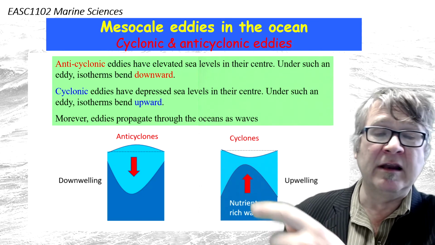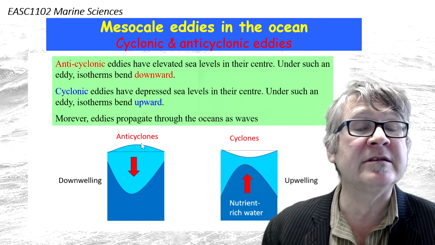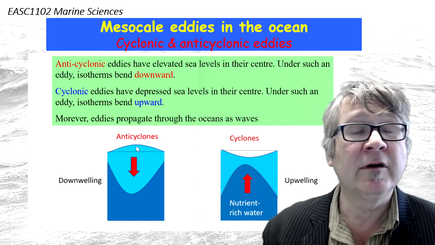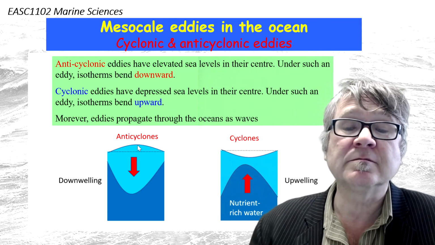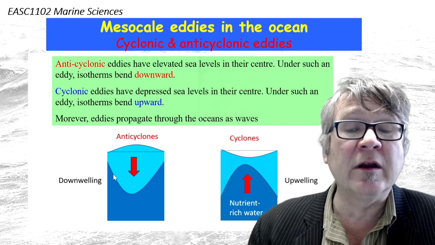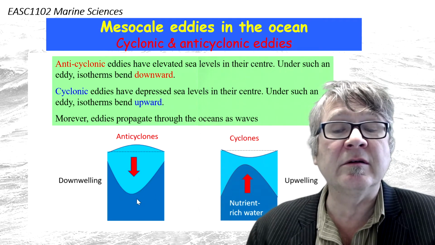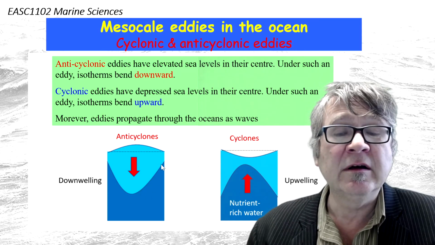So let's have a look on the left. Okay, we look at the anticyclone that has elevated sea level, only a few centimeters, maybe 10 centimeters at most. And then it actually induces a downwelling. It has a downwelling structure. This is the pycnocline, the structure of the density field underneath.